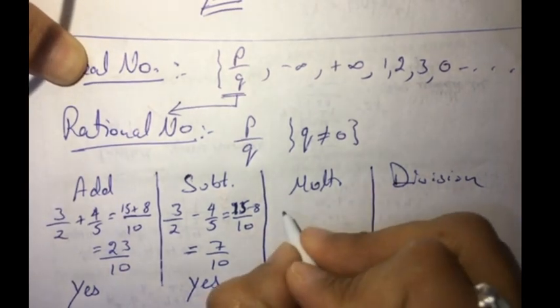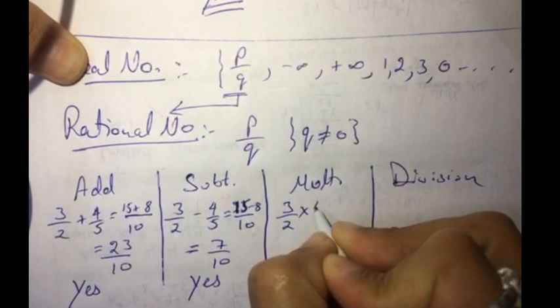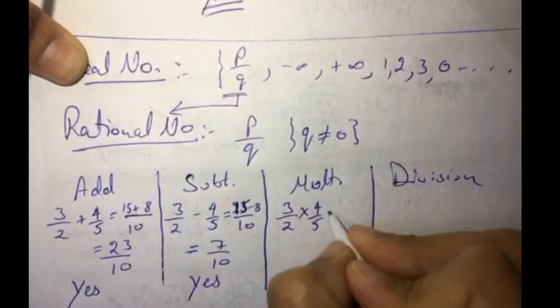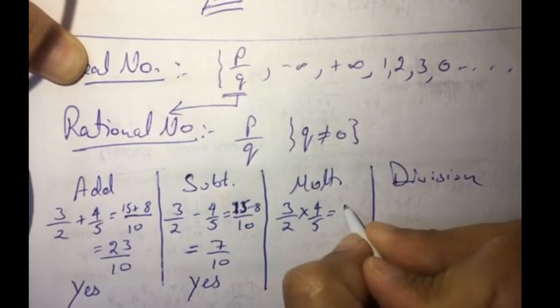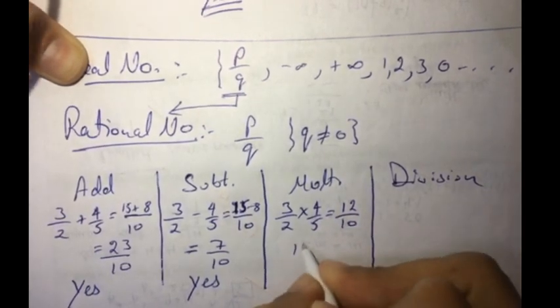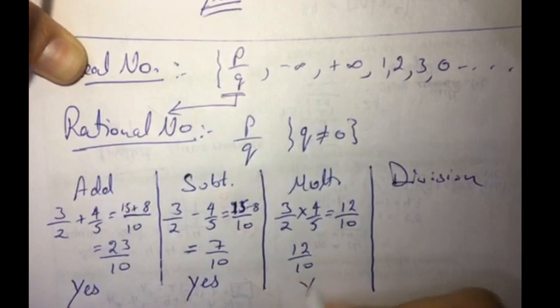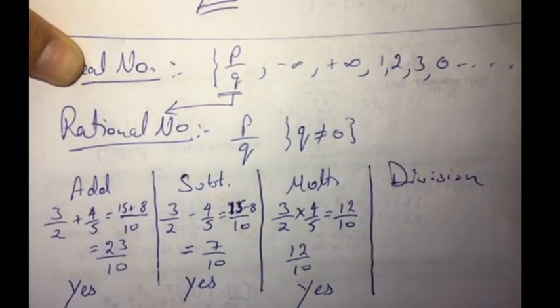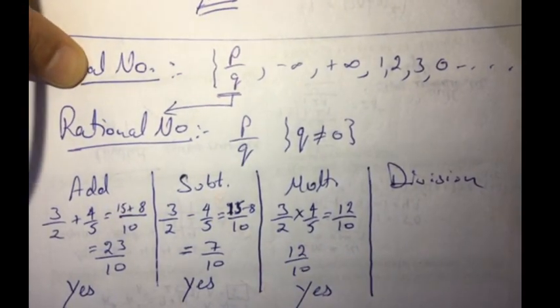Now for multiplication, if we multiply, it will give again 12 upon 10, which is a rational form. Yes, it works for rational numbers also.